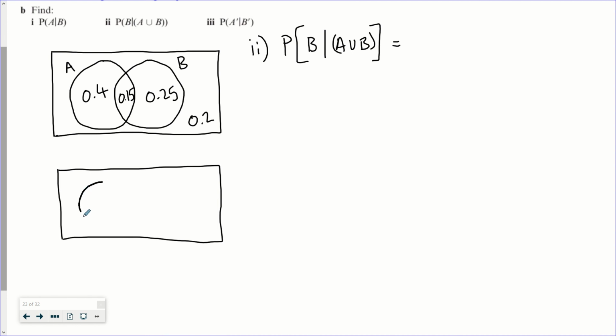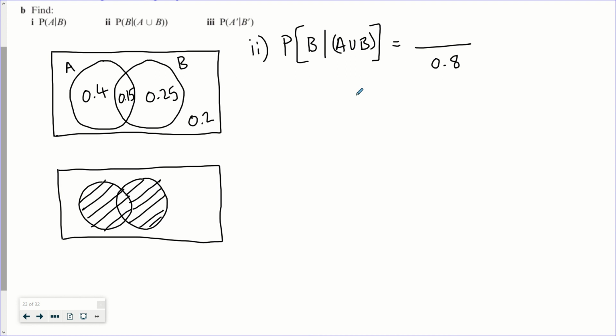So the region where A or B has happened, let's shade it in, is this region inside the circles. This is our region A union B. So we know that we're within this region, so we're going to ignore that 0.2 probability out there. Our denominator is going to be the total probability of the region that we know we're in, which is 0.8. If you add together these probabilities, you get 0.8.